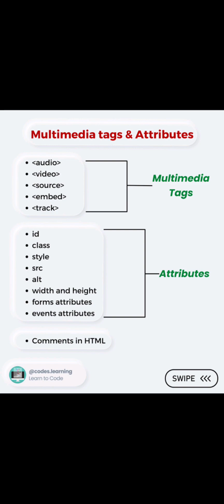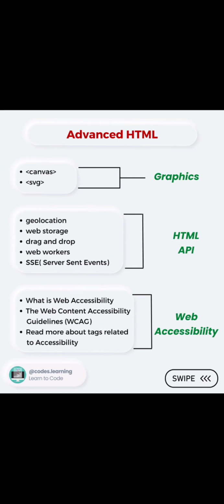Besides that, comments in HTML are also there. Then advanced HTML: in advanced HTML, graphics are there. So graphics tags are there, like canvas and SVG, to show graphic things. Okay, so HTML APIs: geolocation, web storage, drag and drop, web worker, and SSE, server-sent events. These are the HTML APIs.